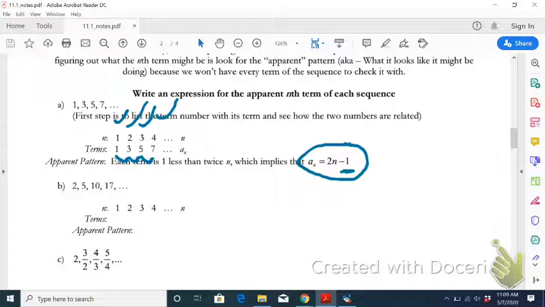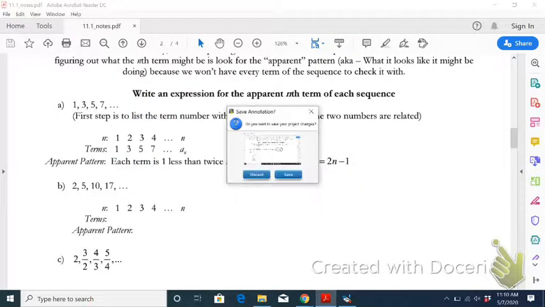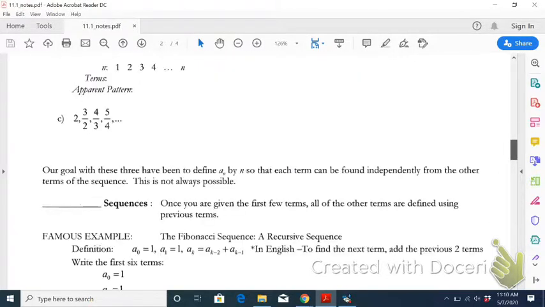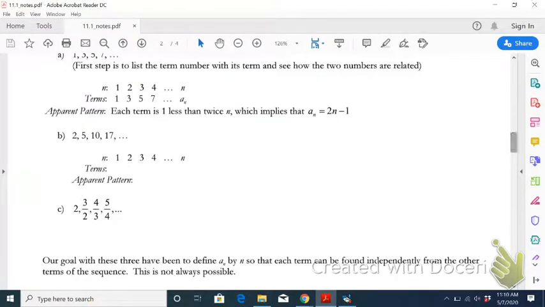Okay, so why don't you try B and C and struggle with it for a minute or two, and pause the video and I'll show you how I do it.